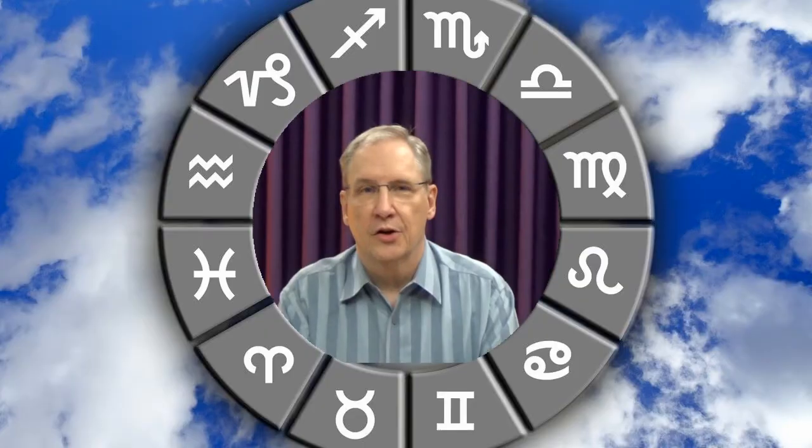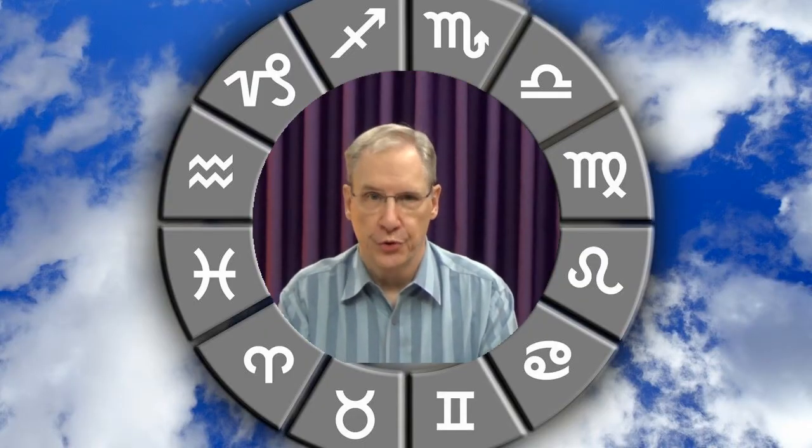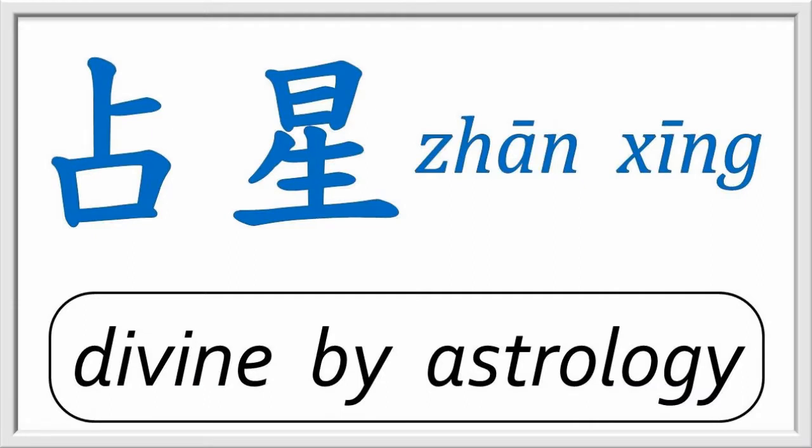If asked, most Chinese, regardless of education, will say they're not superstitious. Oh no. But woe betide those who flaunt the rules. Any misfortune that befalls them will inevitably be attributed to not heeding those unwritten rules. Westerners might find more use for the expression zhan xin, to divine using astrology.